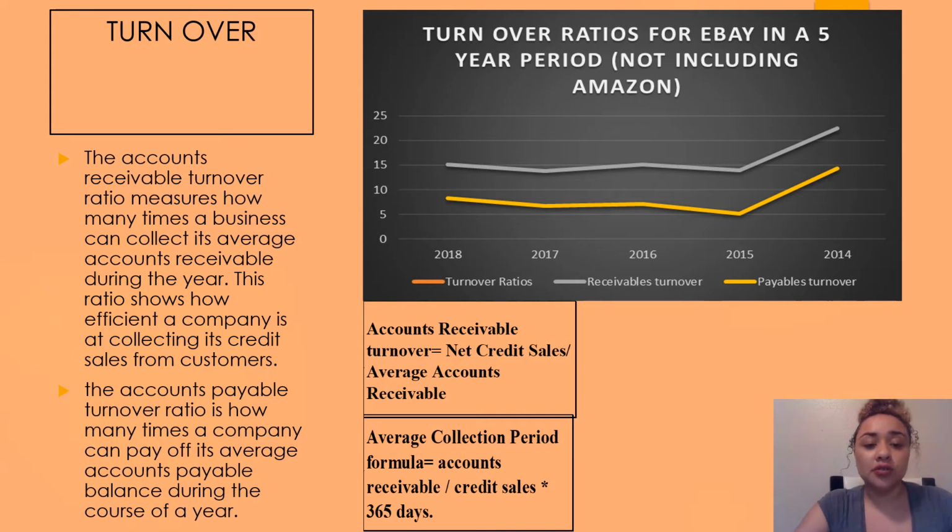The accounts receivable turnover ratio is a measure of how many times the business can collect its average accounts receivable during the year. This ratio shows how efficient a company is at collecting its credit sales from the customers. The accounts payable turnover ratio is how many times a company can pay off its average accounts payable balance during the course of the year. So here I have also the ratios for average receivables turnover. The accounts receivable turnover equals net credit sales divided by average accounts receivable. And then we have the average collection period formula, which is accounts receivable divided by credit sales times 365 days.